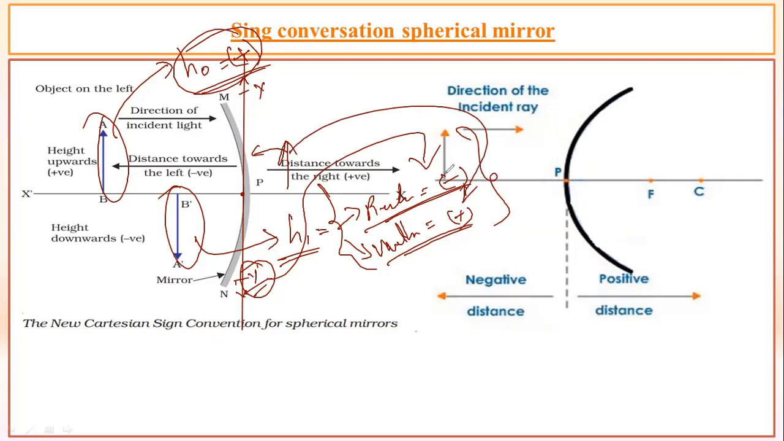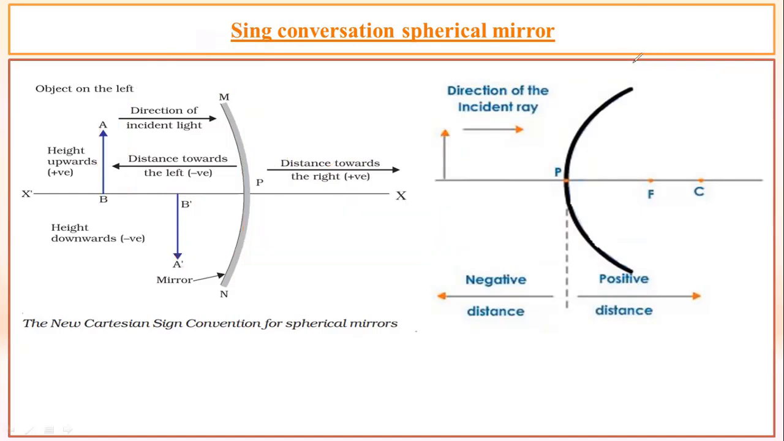So these were the things which we have to remember regarding the sign convention. Once again, a small recap: the distance of the object is represented with the letter u, and it will always be negative. The distance of the image is represented with v, and for a real image it is negative. For a virtual image, it is positive.